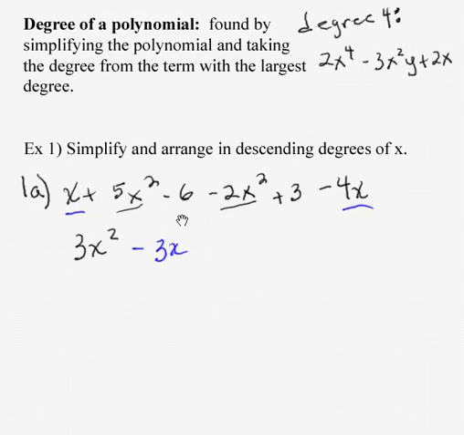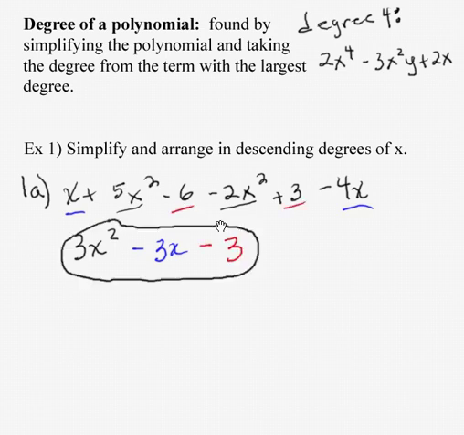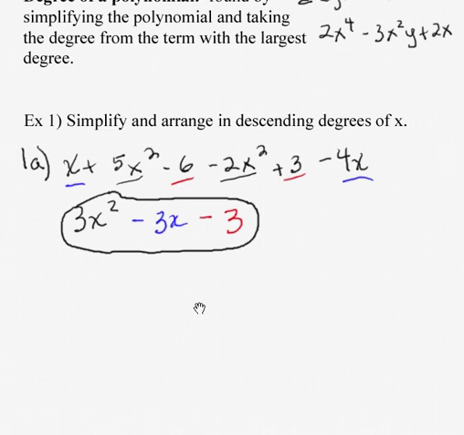Then we run out of variables, so we're down to constants. By the way, the degree of a constant is degree 0, so that would come after degree 2, and then after degree 1. Degree 0 is the constants. I've got a negative 6, and I'm adding a 3 to that. That's negative 3. And there's my polynomial simplified and in descending powers or degrees of x.